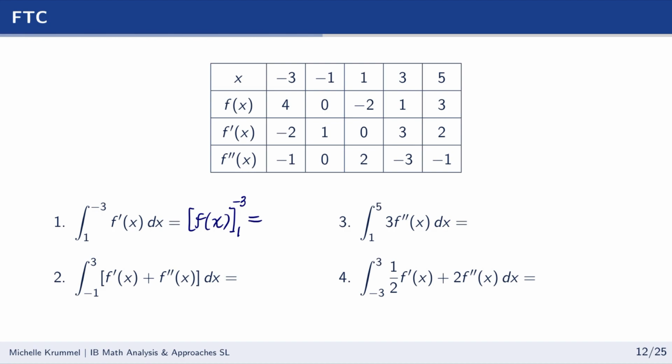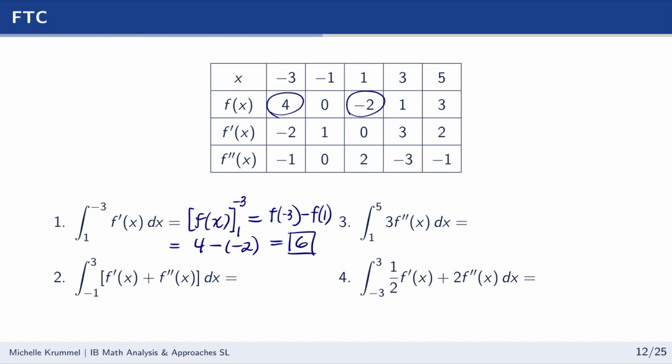So this is going to equal f of negative 3 minus f of 1. And we can read those values from the table. So f of negative 3 is 4, and f of 1 is negative 2, giving us a final answer of 6.